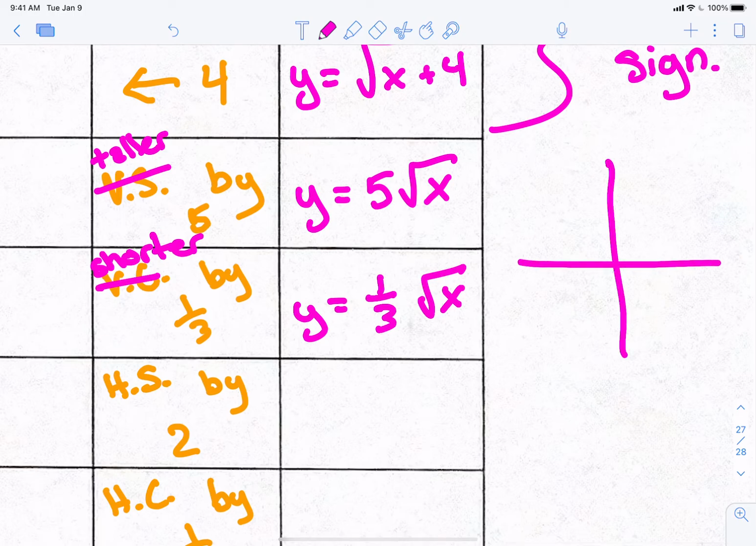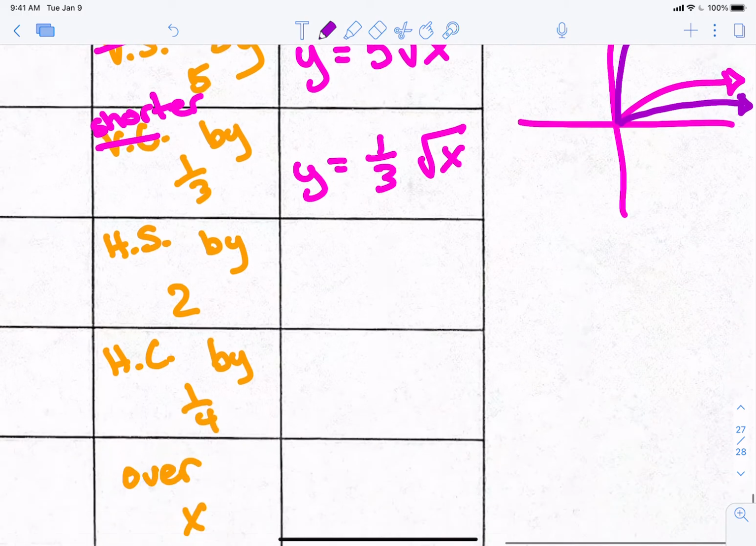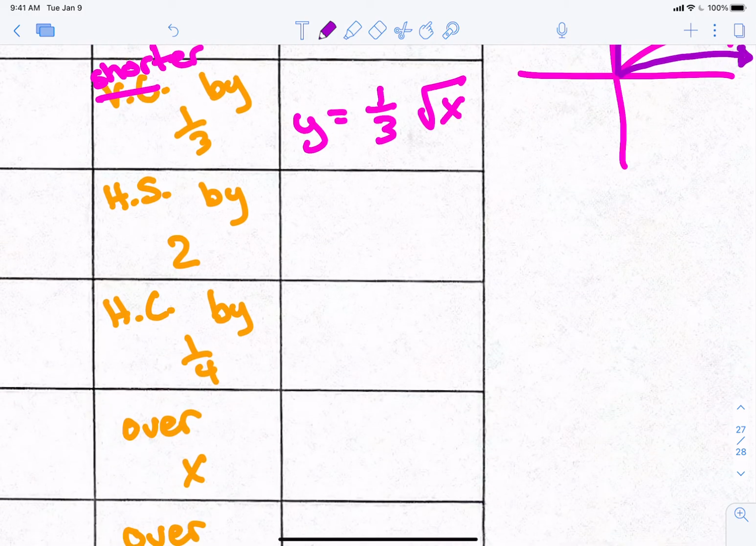Okay, if we talk about what that looks like on the graph, you don't have to graph this, don't write this down, okay? My original guy is going to look like this. If I stretch him vertically by a factor of 5, what's going to happen to him is he's going to do like this, right? He's going to be taller and like skinnier, right? Taller and skinnier. If I'm making him shorter by a factor of 1/3, it's going to be really, really kind of elongated and short. Okay, make sense?